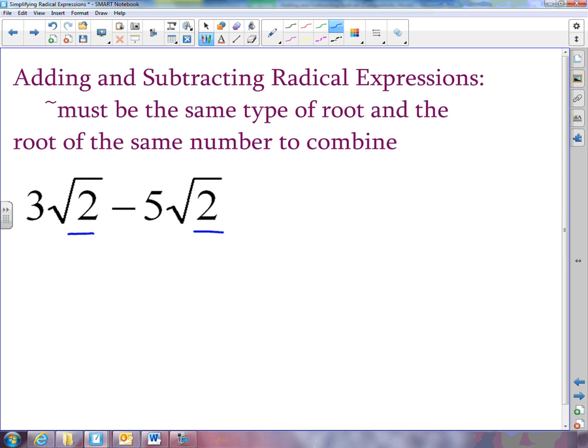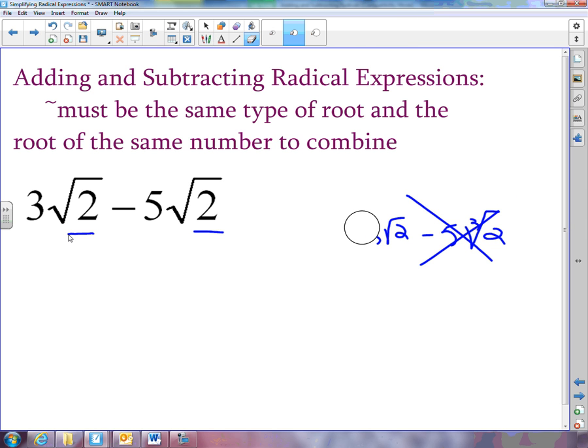In this unit, we're just going to be dealing with square roots, so you don't really have to worry about that. But for example, you couldn't combine 3 root 2 minus 5 cube root 2. That you're not allowed to do. But you're not going to see them in this chapter, so you don't really have to worry about that just yet.